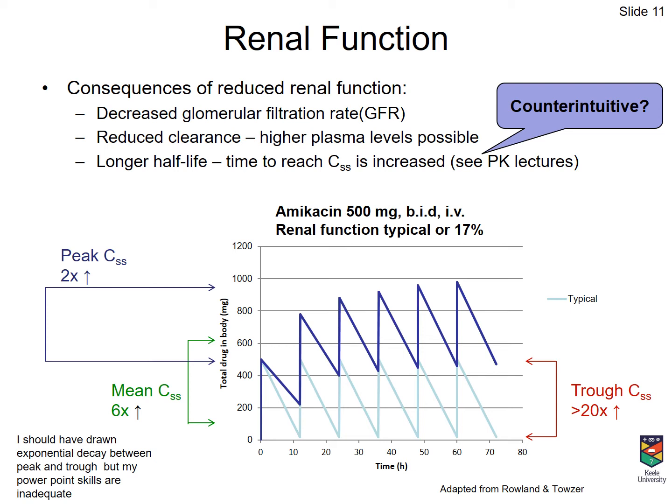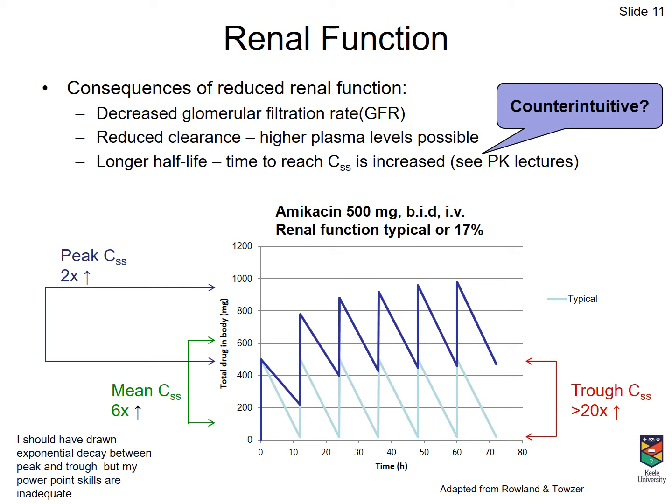And if you look at the trough values, there's a massive change in the trough concentration, in fact around 20-fold in a patient with reduced renal function. So it can have quite a dramatic effect, and it's worth looking at these types of graphs carefully rather than just looking at the peak concentration, which might lead you to the conclusion it's not going to have a large effect.